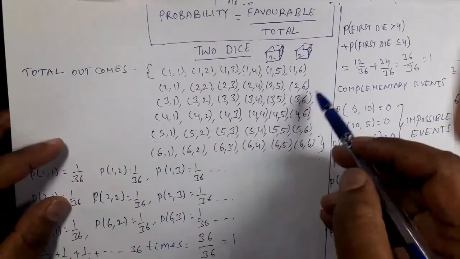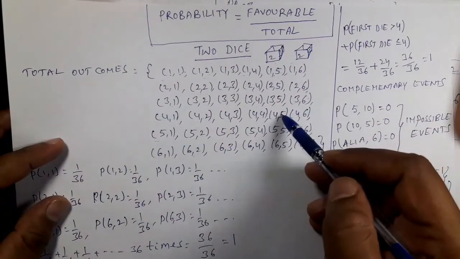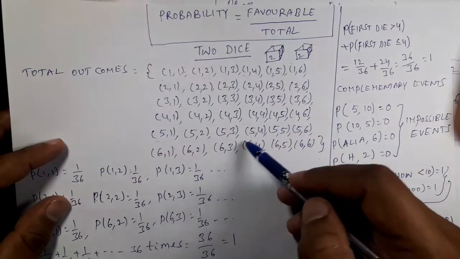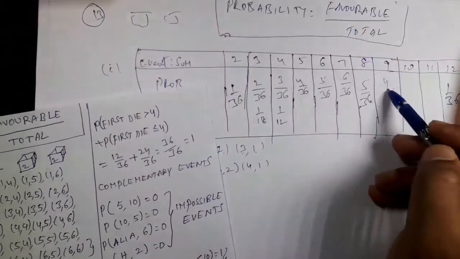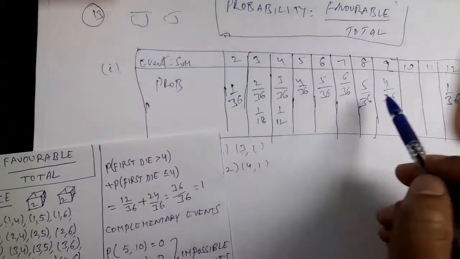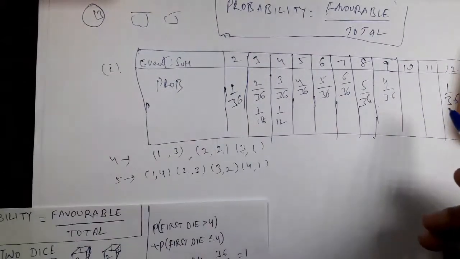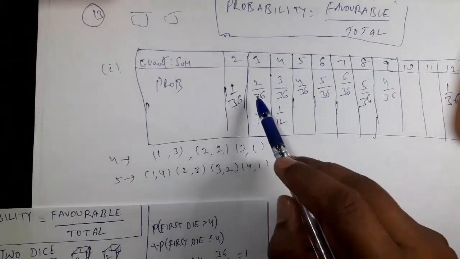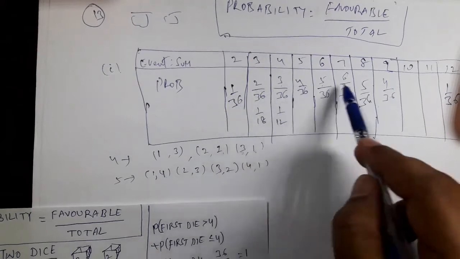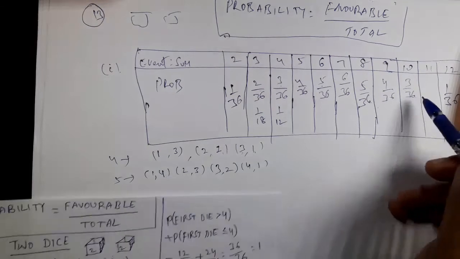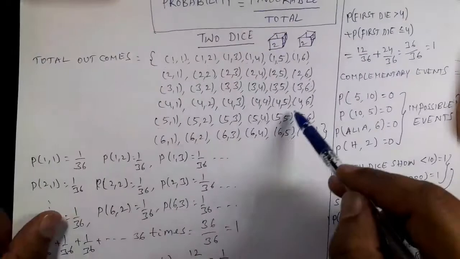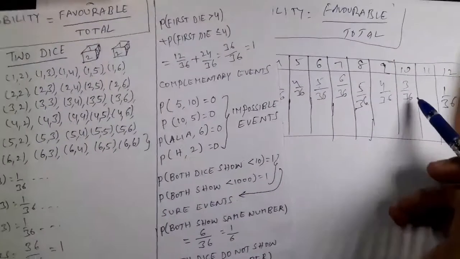Coming to this 9. Yes, obviously what you guessed is correct. 3,6; 4,5; 5,4; 6 plus 3, 9. This plus this 9. This plus this 9. 1, 2, 3, 4. 4 are favorable. 4 by 36. Yes, you can observe one pattern is followed here, right? It is following a pattern. 1, 2, 3, 4, 5, 6, again decreasing: 5, 4. Of course, 3 by 36 is correct. Yes. These 3 will give you sum 10.